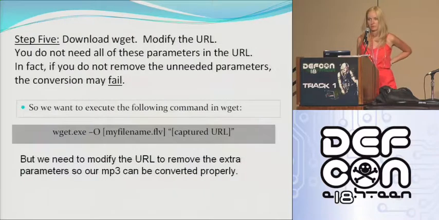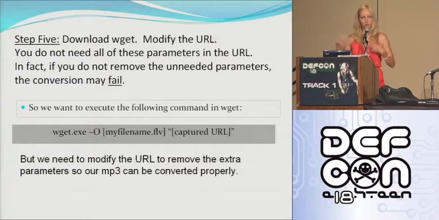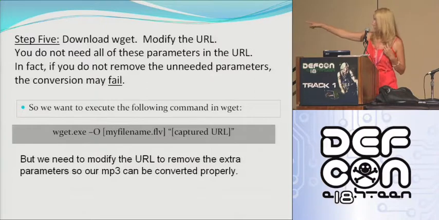The next step is to download wget if you don't have wget for some reason. And we're going to modify the URL. There are parameters within the URL that you don't need in order to wget the file. And if you don't modify the URL and remove some of the extra parameters, when you try to convert it, it won't convert properly. So there I have the syntax of what you need to put into wget: wget minus O, your file name .flv, and then the captured URL.